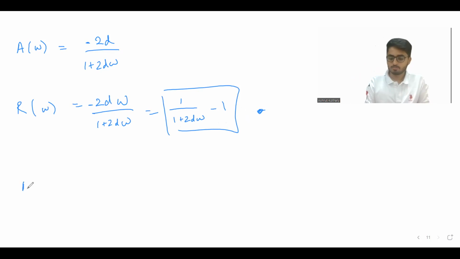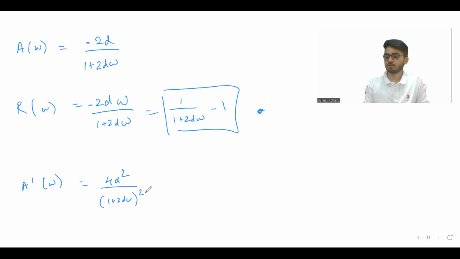Now A dash W क्यों आएगा? Simple है. Numerator is constant, denominator W, so I will have minus is there, another minus will come, and 2D square... 4D square by 1 plus 2DW whole square, which is always positive. R dash W, see again, had you written in this form, U by V लगाना होता, would have been complex. Differentiating this will be easier.